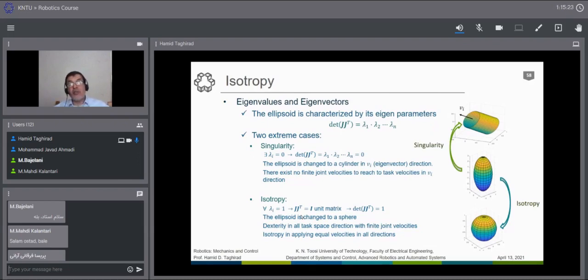So in these two extreme cases, we have singularity and isotropy well defined here. Of course it is very difficult to visualize, but conceptually it is very easy to find. For a 3x3 matrix, we can visualize the isotropy, this sphere and the ellipsoid here, but for more than 3, we cannot show it, but we can find many interesting things.